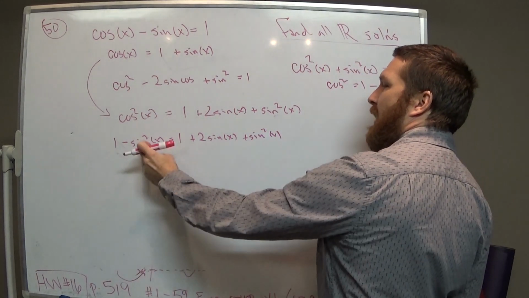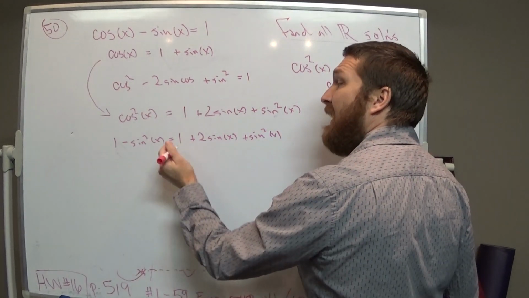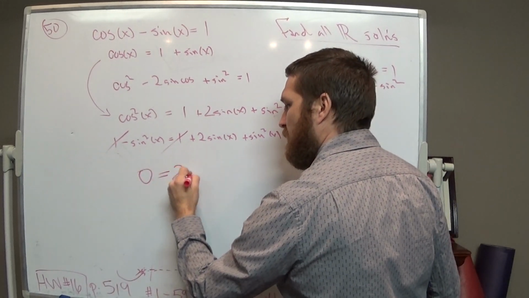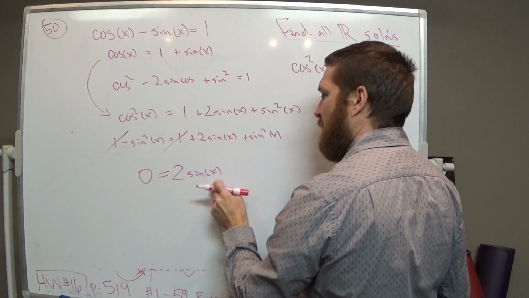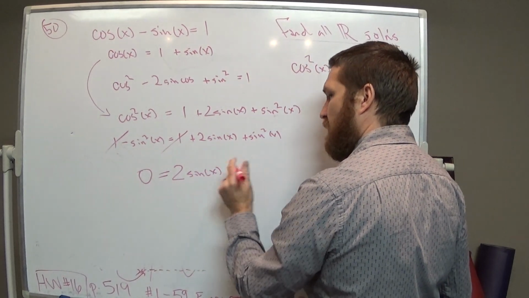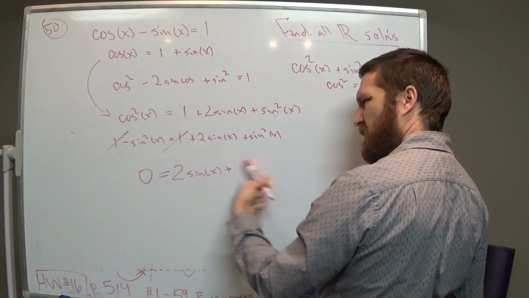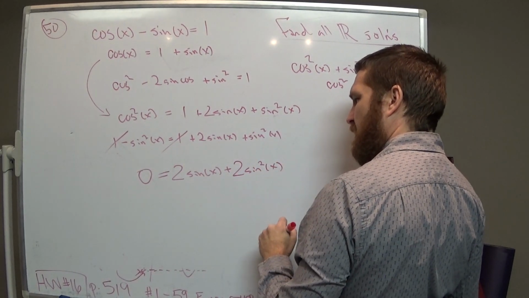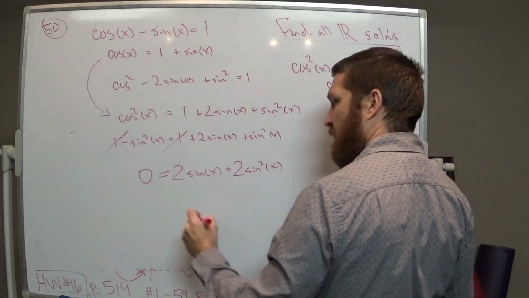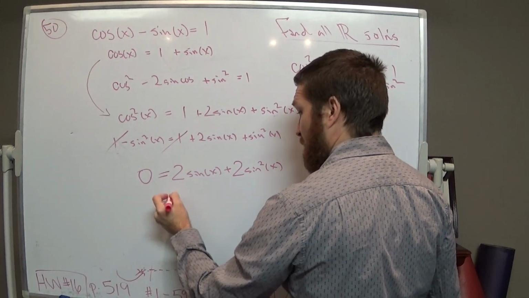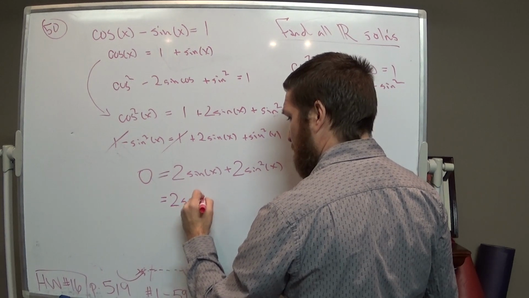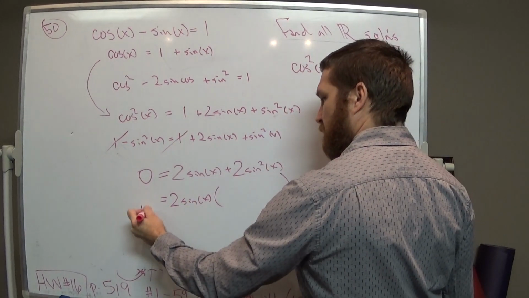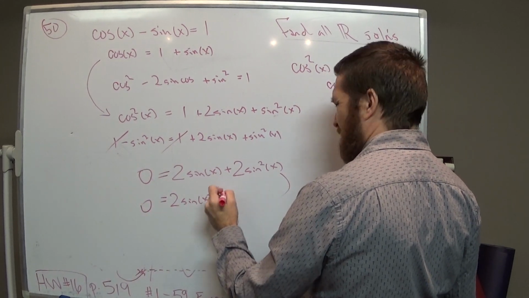Yeah. Now I add the sine squared over. I could get rid of these 1s. And I get 0 equals 2 sine x plus 2 sine squared x. Okay, what can I factor out? I could factor out a 2 and a sine, leaving me what? Sine x plus 1, or 1 plus sine. Yeah.